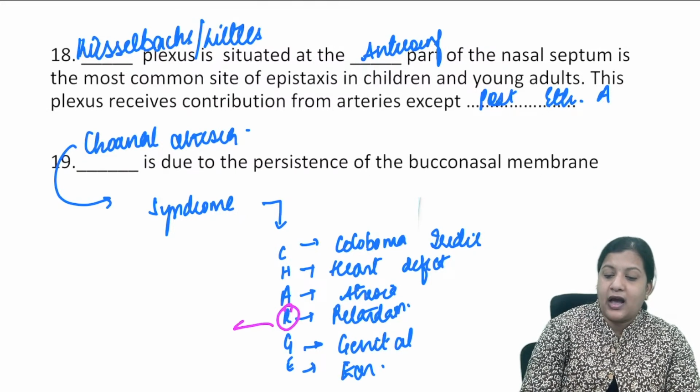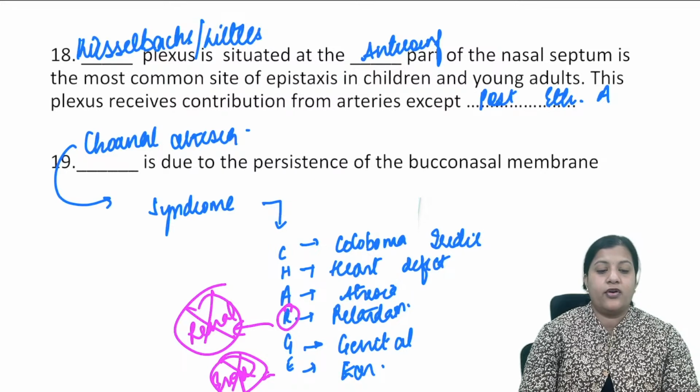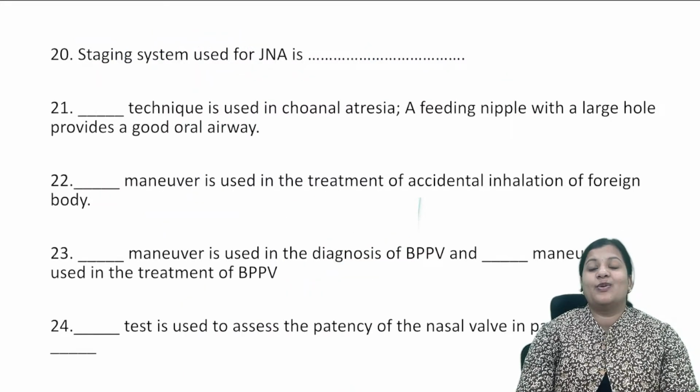Please don't make R for renal. It is not renal. We don't have renal abnormality. And E is not esophageal. This is very, very important. Don't get confused. Now, what is the staging system used for JNA?